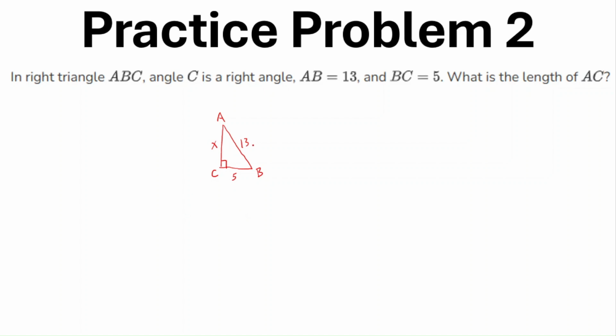Now, by the Pythagorean theorem, we can see that the hypotenuse is the side across from the 90-degree angle, so 13 is the hypotenuse. So we're going to have x squared plus 5 squared equals 13 squared. Well, 5 times 5 is 25, and 13 times 13 is 169.